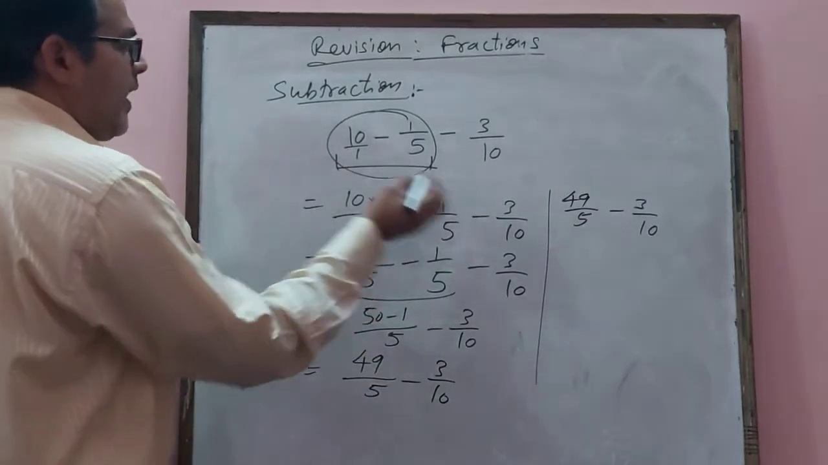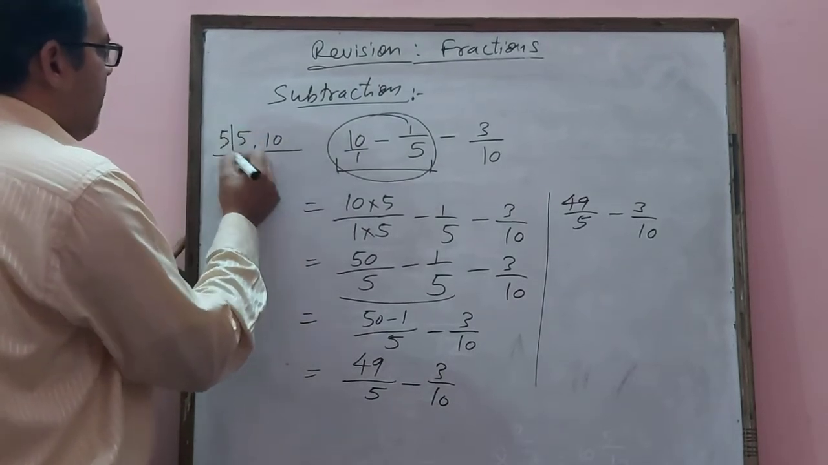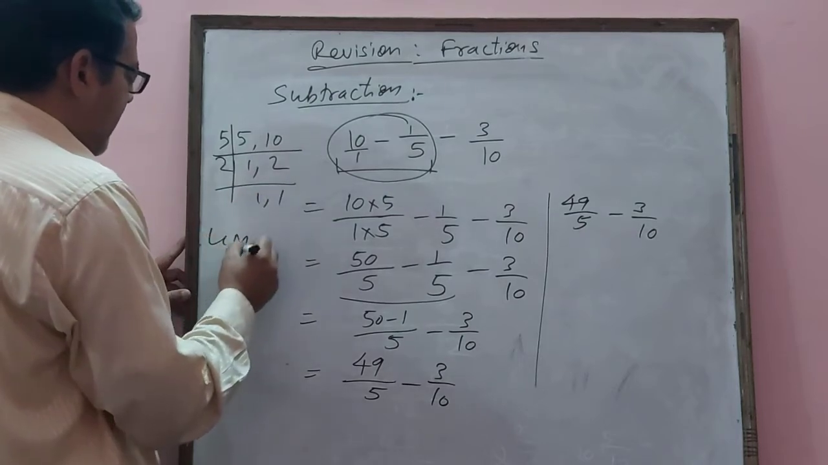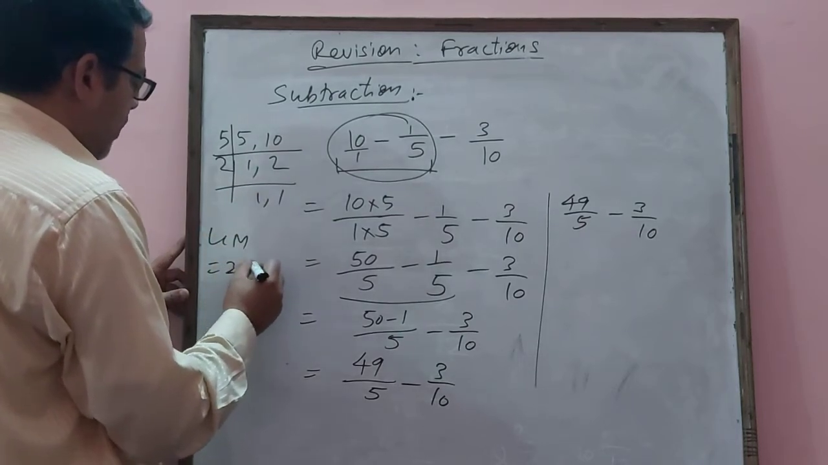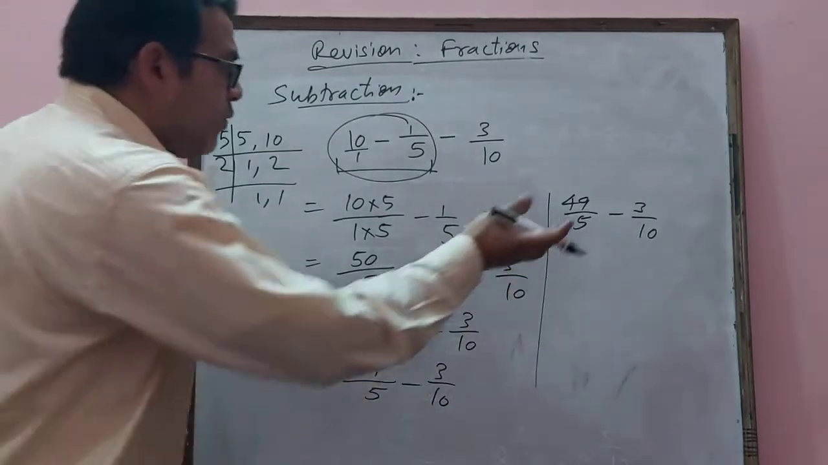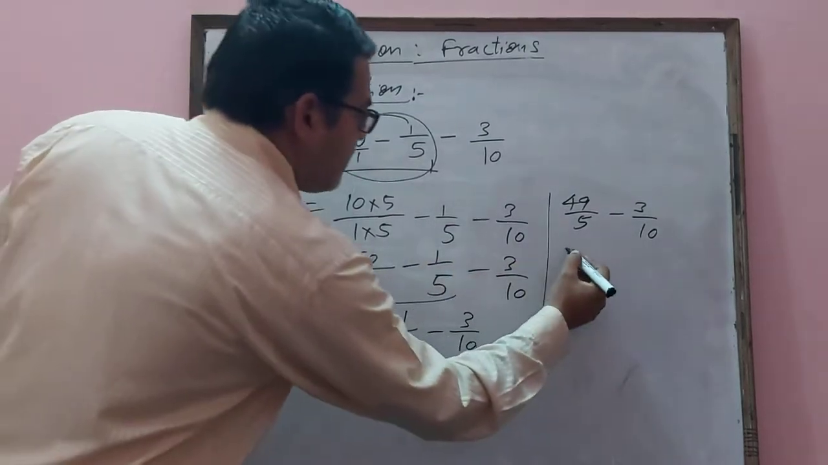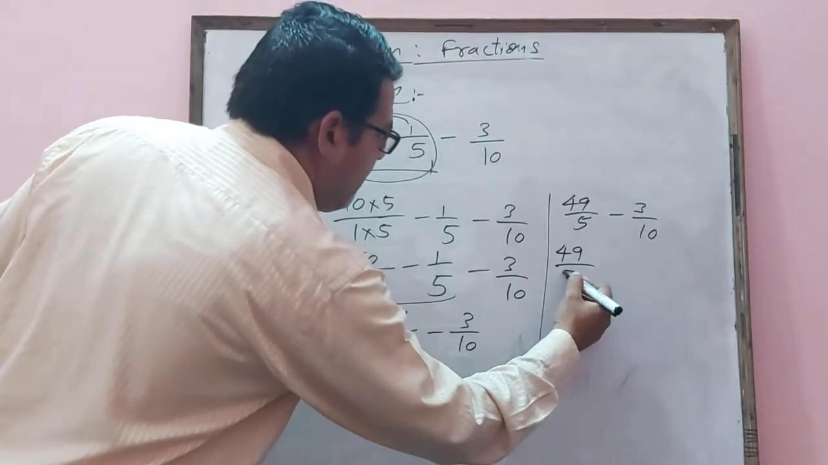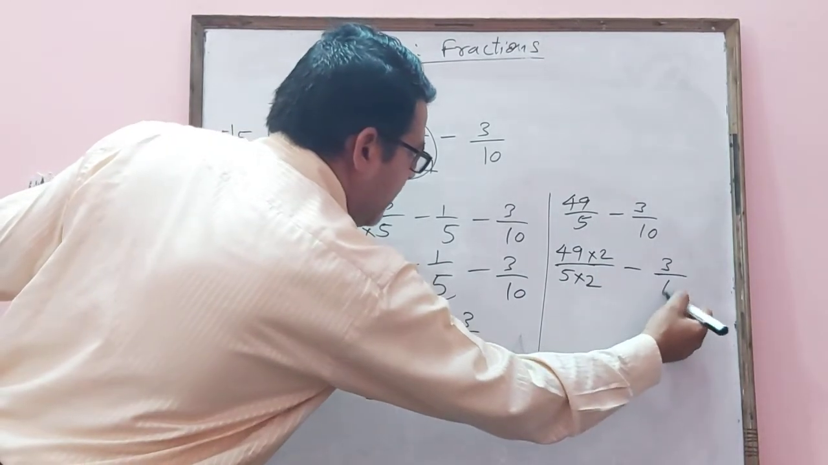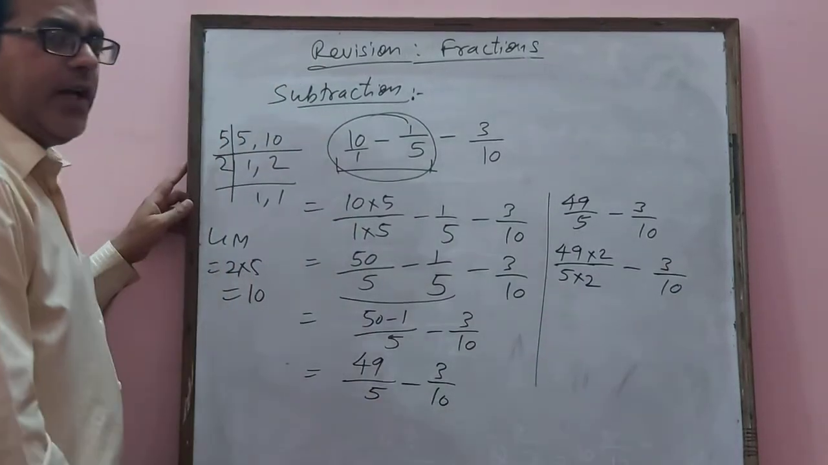First you need to take the LCM of 5 and 10. By 5, 2 times, and by 2. So the LCM is 2 into 5 or 5 into 2, that is 10. It means you need to change the denominator to 10. So how can we change it? 49 by 5, we multiply both sides by 2. This is already 10 here, so 3 by 10 we can write as it is.